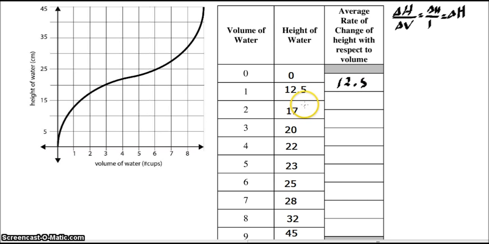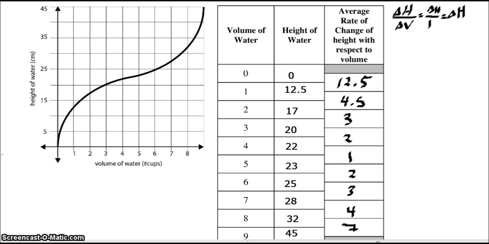Here this change is 17 minus 12.5, which is 4.5. This one is 3, 2, 1, then 2, 3, 4, 7. Okay, so this is really cool. Notice the pattern here. We have a pretty large average rate of change, then it decreases, then it starts increasing.